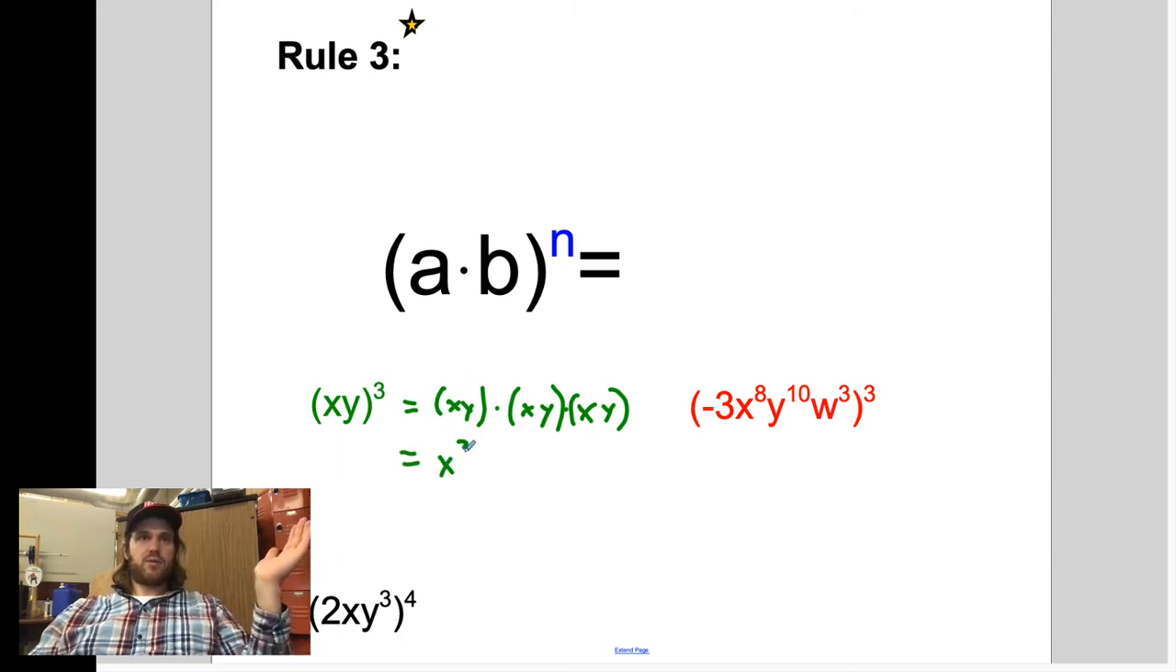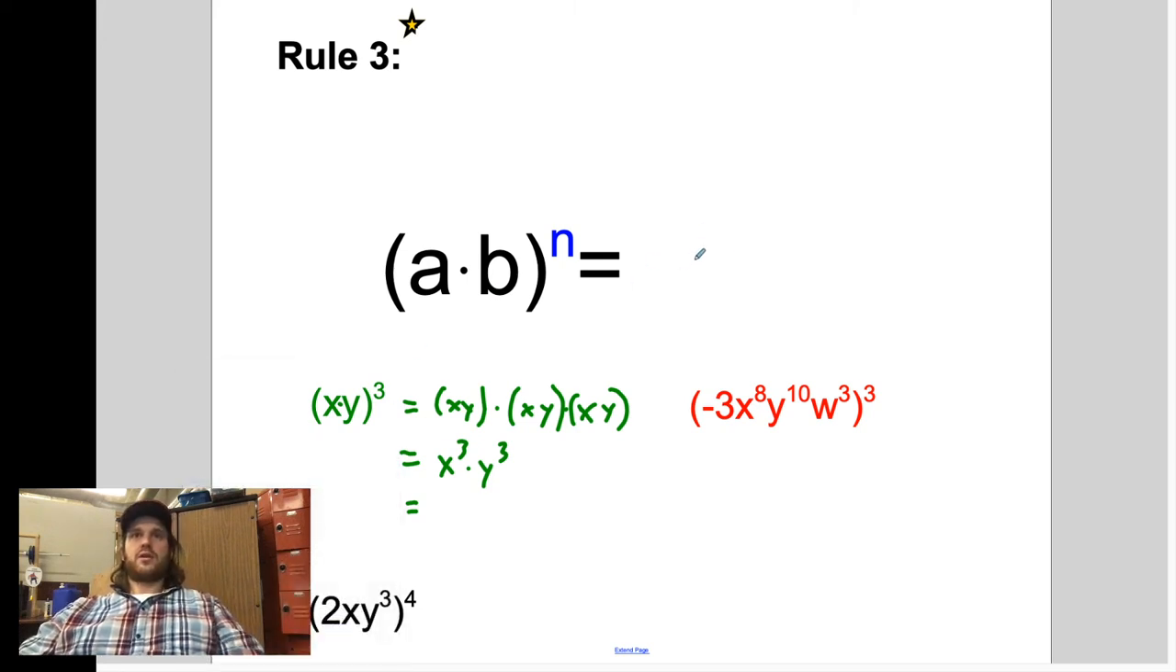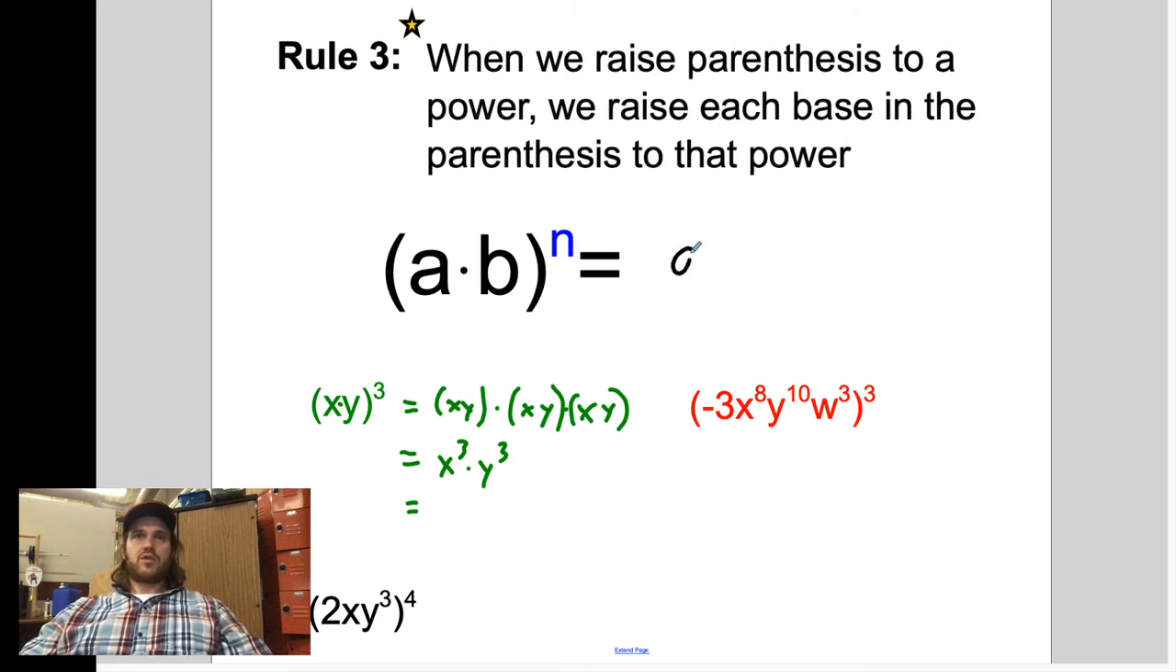How many x's do we have? 3. How many y's do we have? We have 3. Okay, so why did I do that? Why didn't I just, there's 2 bases in there, why didn't I just raise them each to the 3rd power? Well, it turns out that's what rule number 3 is. There are 2 bases inside parentheses, and those parentheses are being raised to a power. All we have to do is raise the first to that power and the second to that power. Cool.